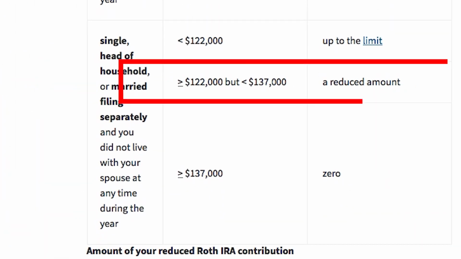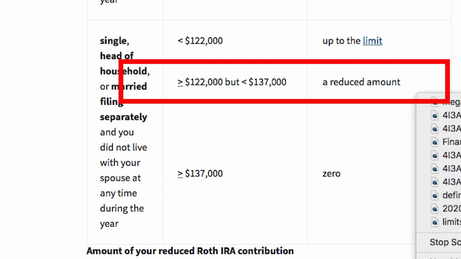Now for a single, that phase out goes from 122,000 to 137,000. So it's a little bit different of a phase out range. Notice that it's not just 10,000 like the married filing jointly. This is over $15,000. So it's $15,000, simple math. You just have to go through that math. Again, it's the same math as we went through before for the phase out.